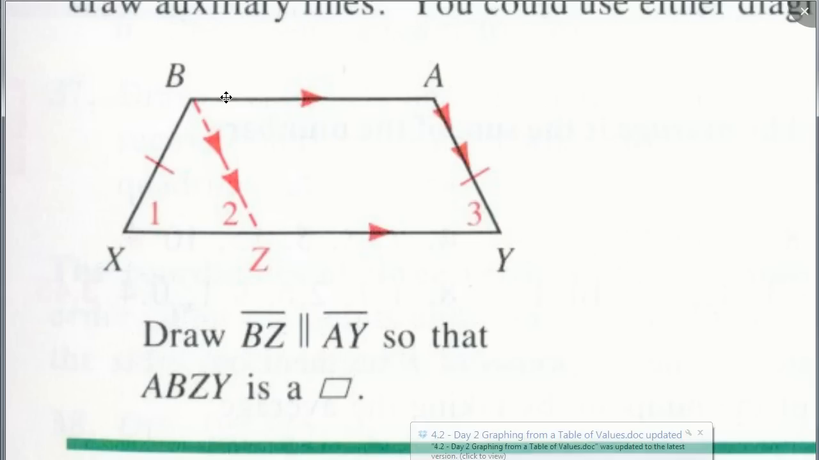Any questions? Wait, what was the step before that? Angle 3 is congruent to angle A. Yeah, so you have to show that angle 1 is congruent to angle 3. Isn't that what we just did, by saying that this is an isosceles triangle? BZ is congruent to AY, right? And since BX is congruent to BZ, we know.